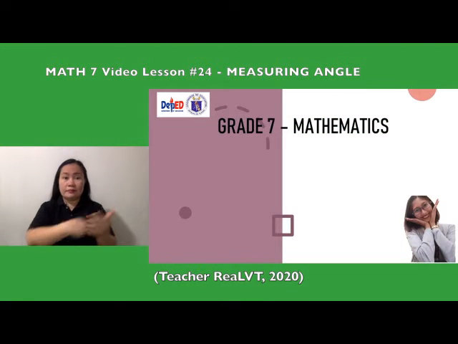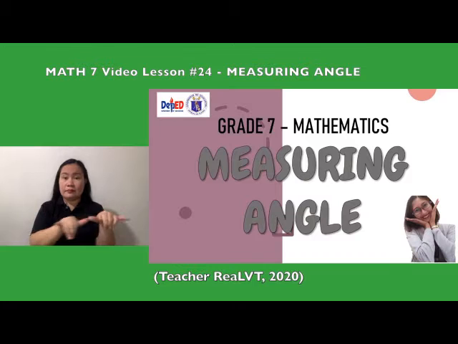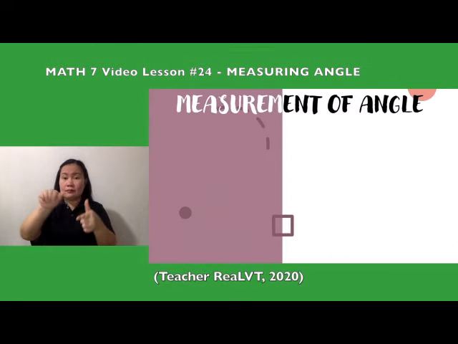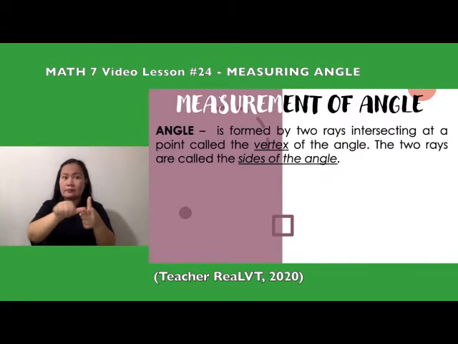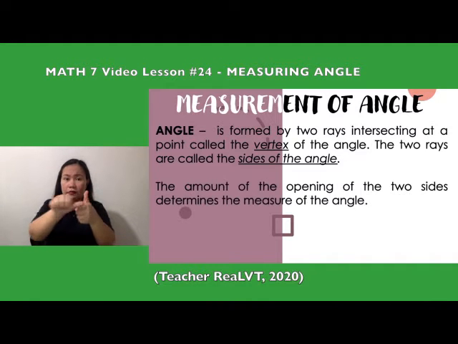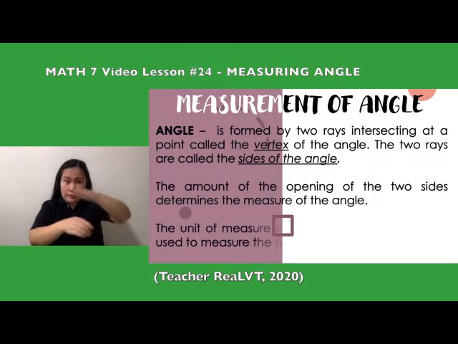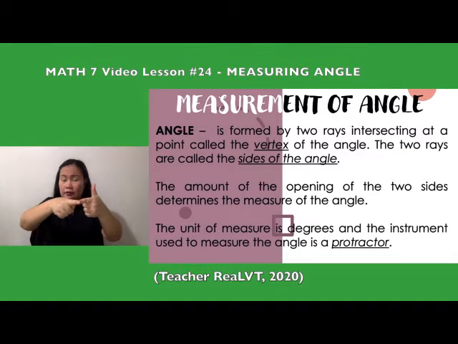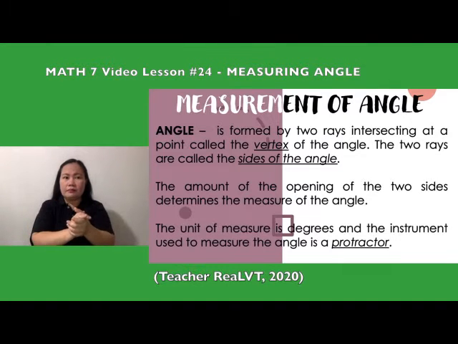We are now on part 6 of measurement, and today we will talk about measuring angle. So what is an angle? An angle is formed by two rays intersecting at a point called the vertex of the angle. The two rays are called the sides of the angle. The amount of the opening of the two sides determines the measure of the angle. The unit of measure is degrees, and the instrument used to measure the angle is a protractor.